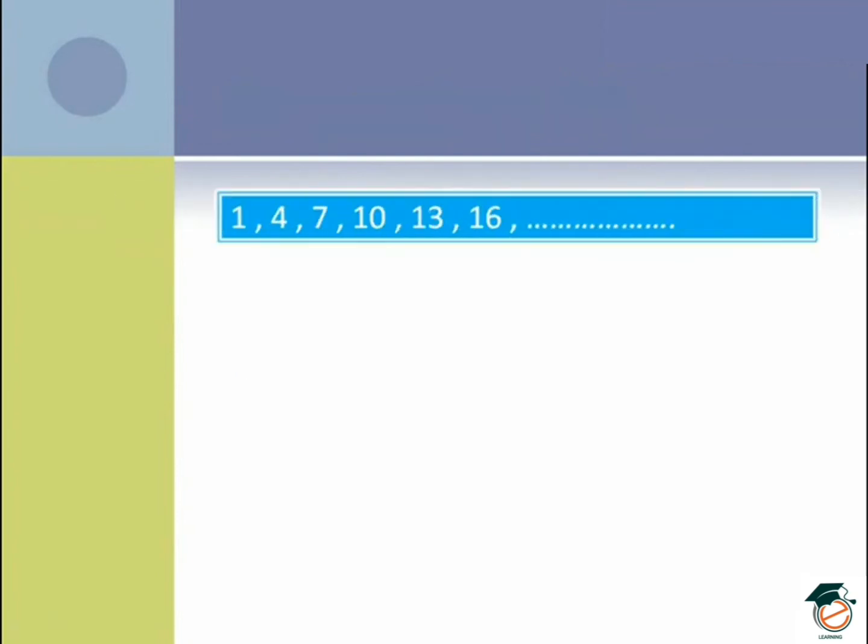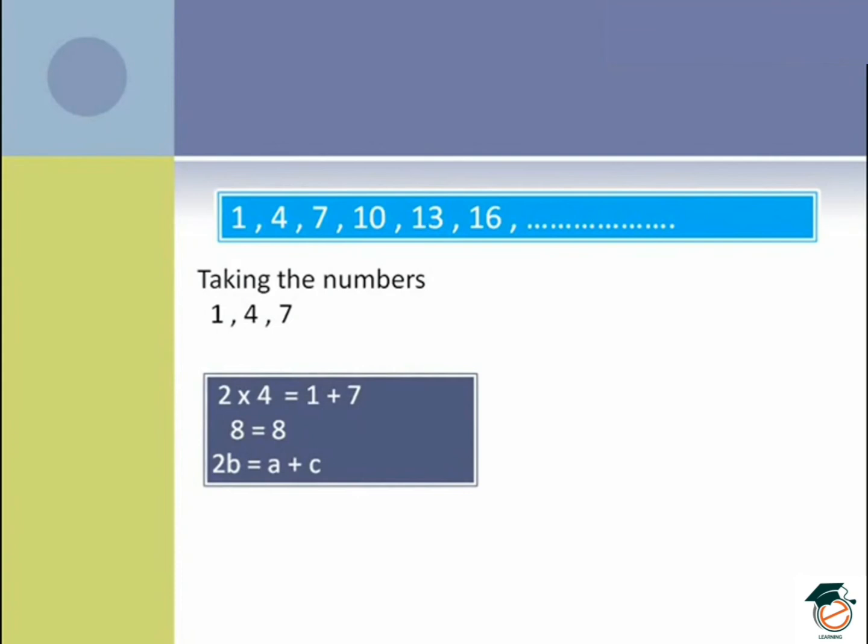Again, let's try to understand this. If we have a sequence 1, 4, 7, 10, 13, 16. Now, if you take the numbers 1, 4, 7, and let us say that a is equal to 1, b is equal to 4, and c is equal to 7. Now, 2 into 4 is equal to 1 plus 7, 8 equal to 8. Thus, we see that twice the second number, or the middle number, is equal to the sum of the first number and the third number. Thus, we can say that 2b is equal to a plus c. Thus, for these three numbers which are in AP, we have proved that 2b is equal to a plus c.